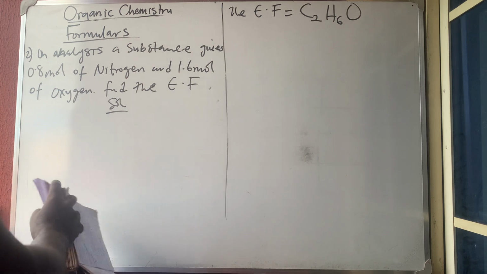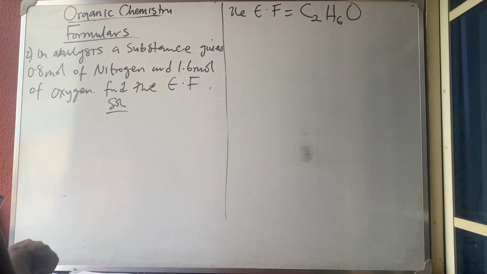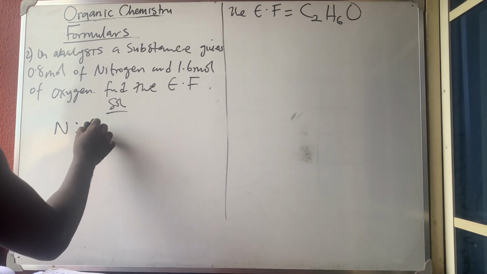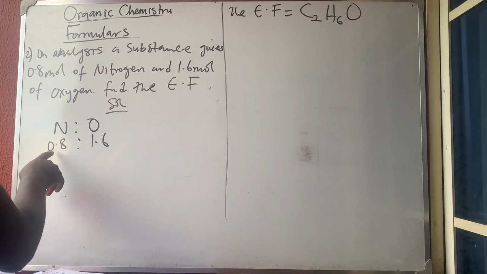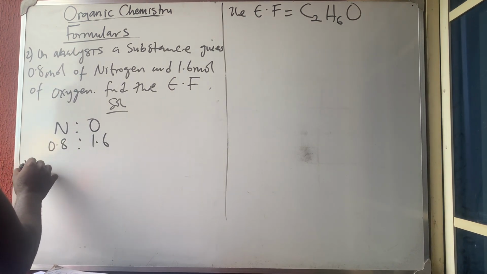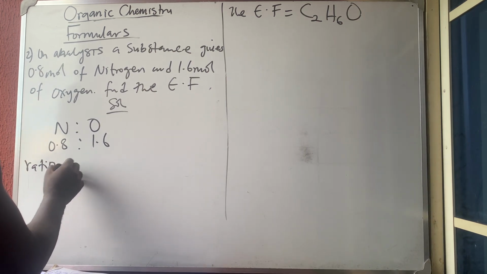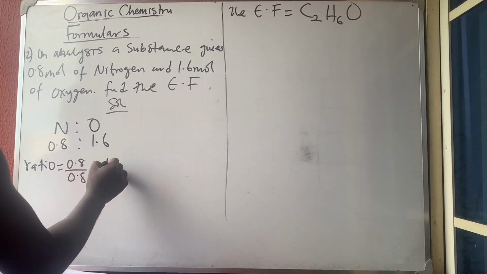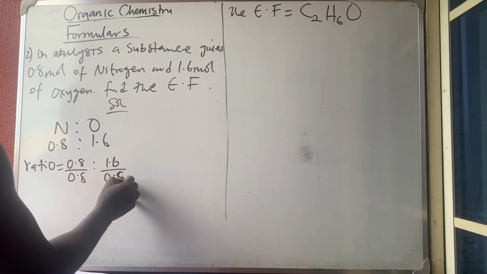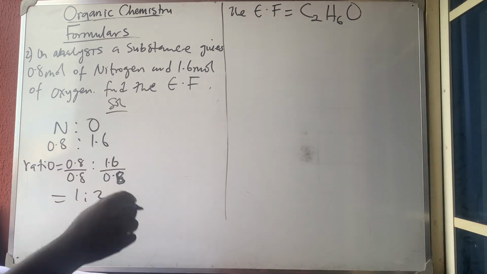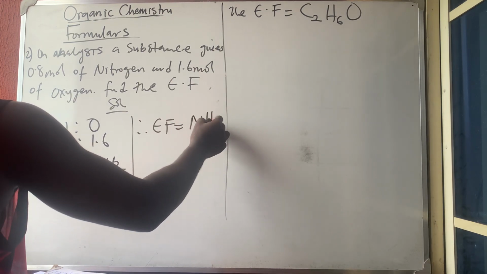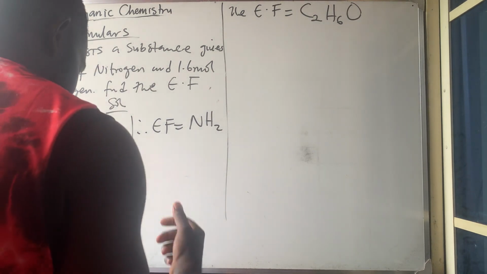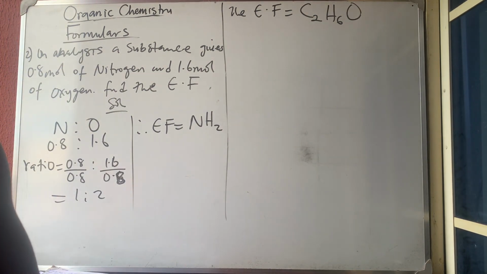So let's write down their number of moles. We have nitrogen to oxygen. Nitrogen is 0.8, while oxygen is 1.6. So 0.8 is lesser than 1.6. So their ratio is 0.8 divided by 0.8 to 1.6 divided by 0.8. So we have 1 is to 2. Therefore the empirical formula becomes NH2, amine. Don't forget NH2. Okay, so the next one.